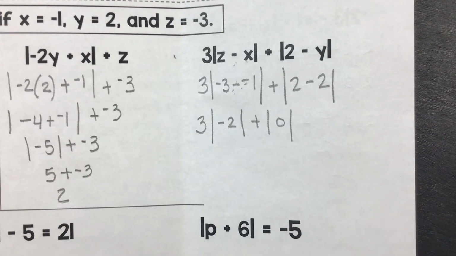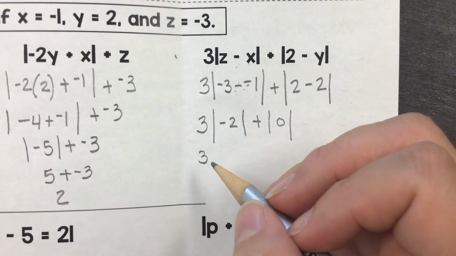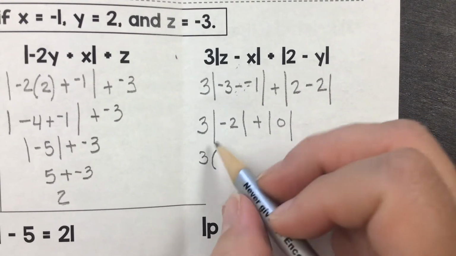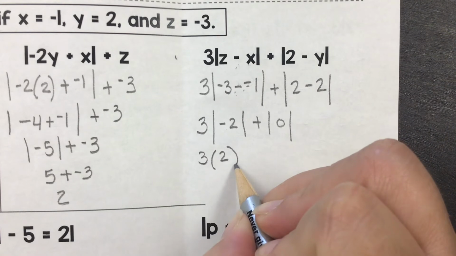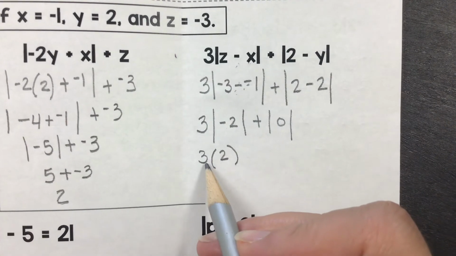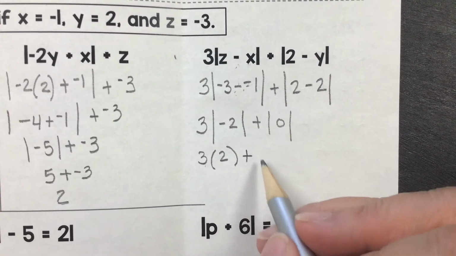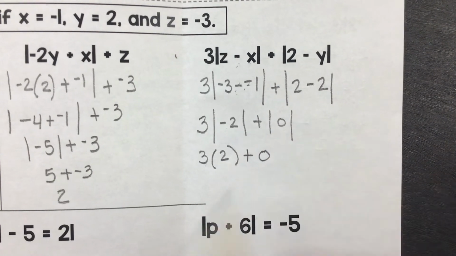Now we're taking things out of that washing machine. So 3, and to get that negative 2 out of the washing machine, it becomes positive 2. So why did I put it in parentheses? Because we're going to multiply by that 3. Very good.